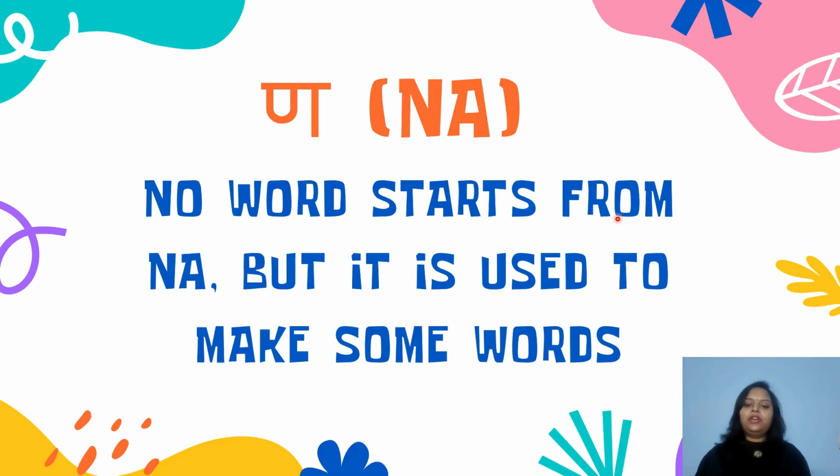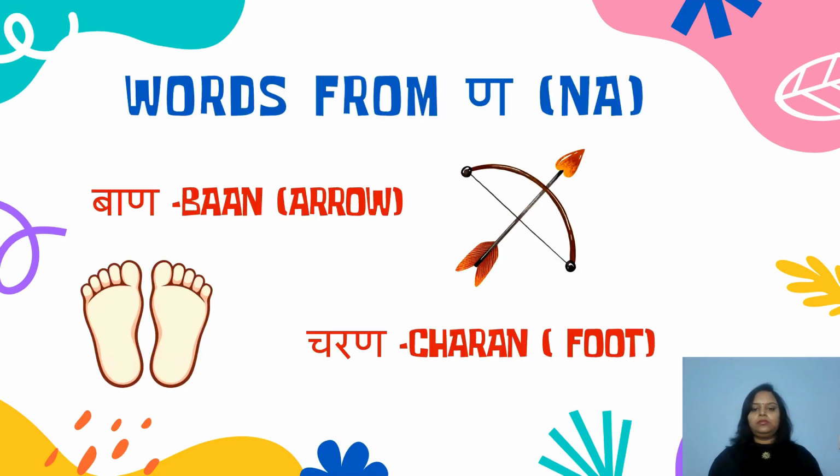However, no word starts from this ra, but it is used to make some words. So let's look at it. Some words that are made with the help of this consonant are baan, that is arrow. Arrow in Hindi is called baan. The next is charan, the foot. Foot in Hindi is called charan.